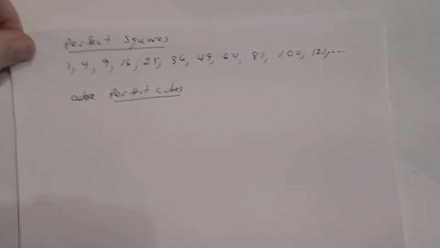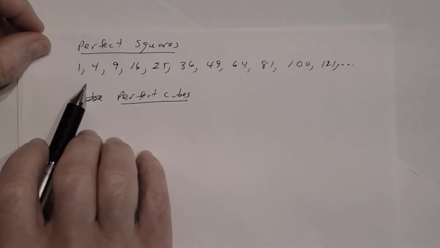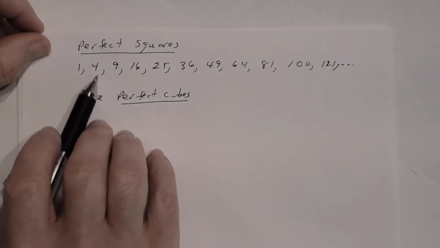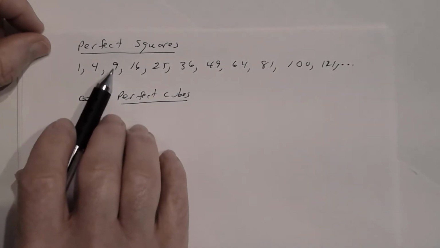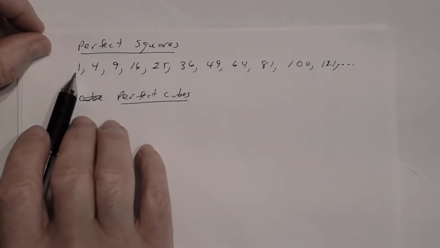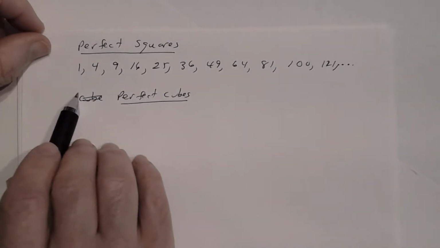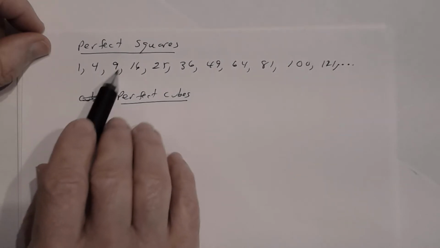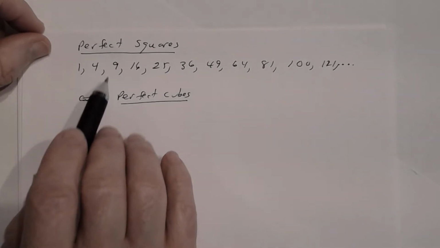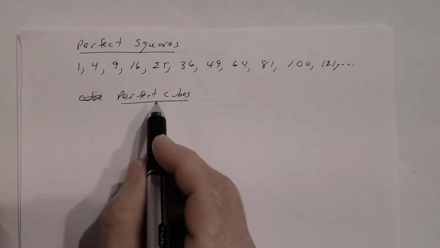Okay, so remember that when we looked at perfect squares, how we got the perfect squares, we said 1 squared is 1, 2 squared is 4, 3 squared is 9, 4 squared is 16, so on. Remember that? And so if I took the square root of each of these, I would get that base back. So square root of 1 is 1, square root of 4 is 2, square root of 9 is 3, square root of 16 is 4, and so on. So the perfect cube, we're going to use the same idea.